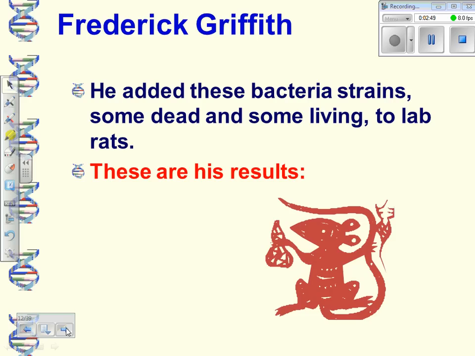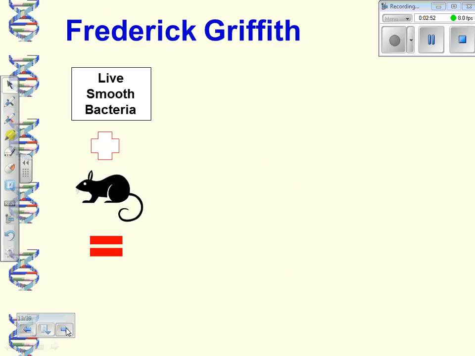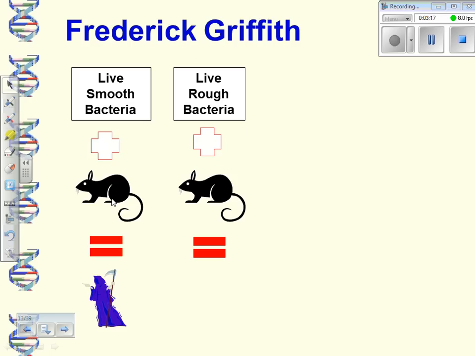So he went to his lab, where he had some mice that he worked with. In this experiment, he took the live smooth bacteria, the ones that actually caused the disease, and injected them into some mice, and lo and behold, the mice died from the disease. Then he did the same experiment using living rough bacteria, the ones that didn't cause the disease. And as expected, these mice lived.